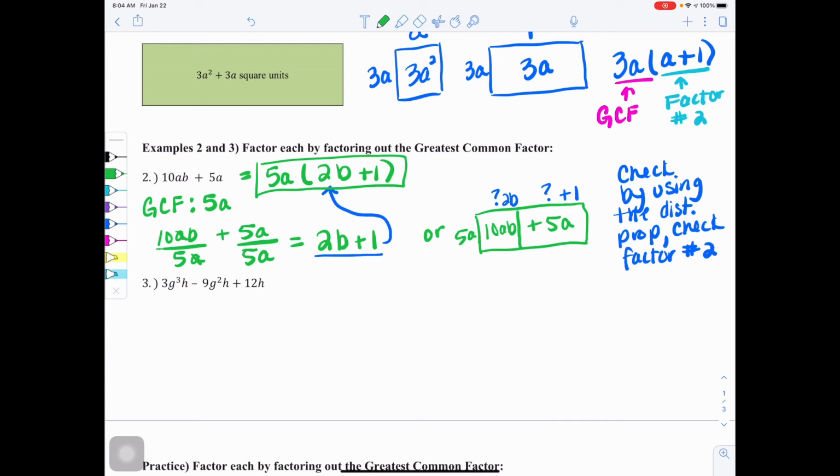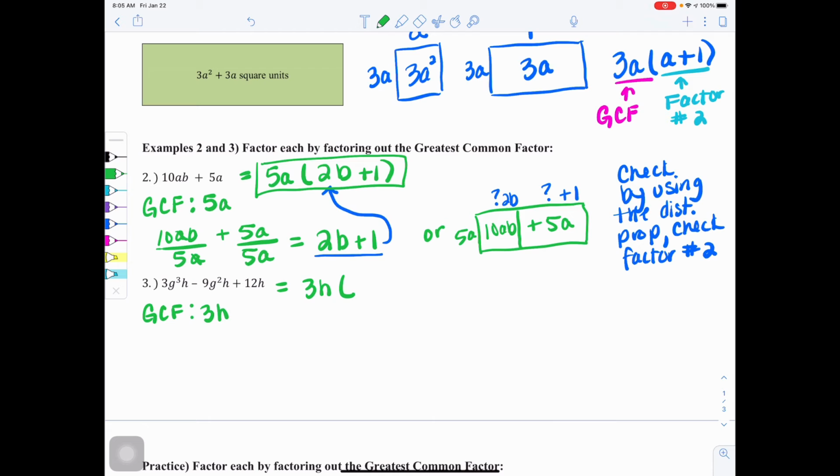Okay, now let's look at example 3. You've got 3g to the third h minus 9g squared h plus 12h. So we're going to do the same process again. First thing I want to do is find the GCF. Go piece by piece. Looking at 3, 9, and 12, the greatest common factor number-wise would be a 3. Now, when I look at the variables they have in common, I see g cubed, g squared, but then 12h doesn't have a g. But I do see that all 3 terms have an h to the first. So that counts as part of my GCF as well. So now I know I'm going to put 3h outside of a set of parentheses.